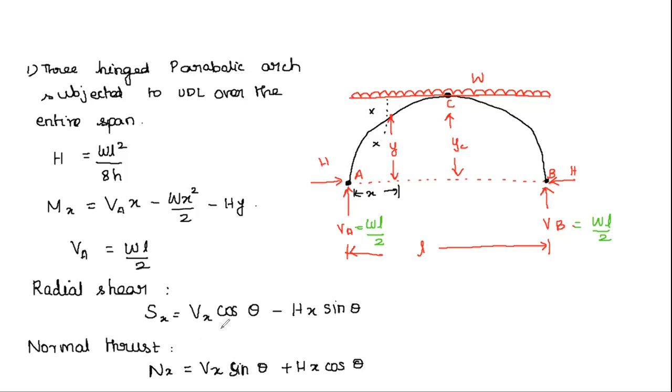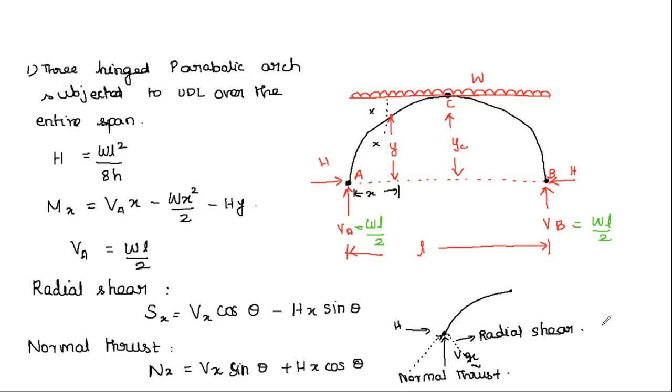So we know what this radial shear and normal thrust are. If we take a section S, the arch will be cut like this. It may be in any direction; you can take X here or here. We have Vx and H. Apart from this, there will be a reaction which acts in the direction of the arch, which is known as normal thrust, and the one which acts in the perpendicular direction to the normal thrust is radial shear.